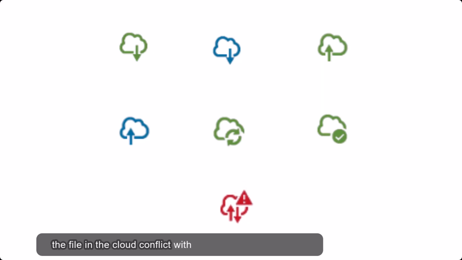If you see alternating arrows and an error message on a red cloud, this means that changes to the file in the cloud conflict with the local file and action is needed. A blue cloud with alternating arrows indicates that a file conflict has been resolved because you have chosen to overwrite or keep a local file.